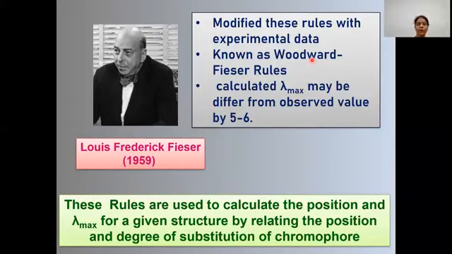These rules are used to calculate the position and maximum wavelength for a given structure by relating the position and degree of substitution of the chromophore. That means if a particular molecule has two double bonds in conjugation, it is a diene. And if any substituent or structural modification is present in the molecule, then what will be the effect of these modifications and substitutions on the value of lambda max of a particular compound.